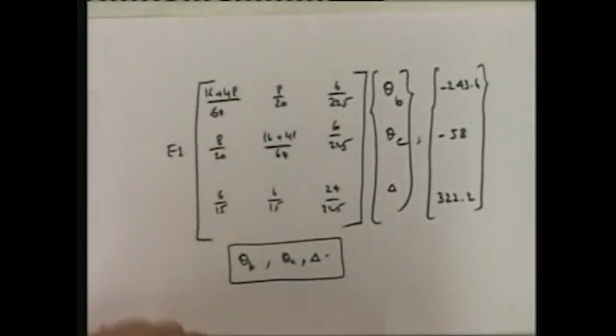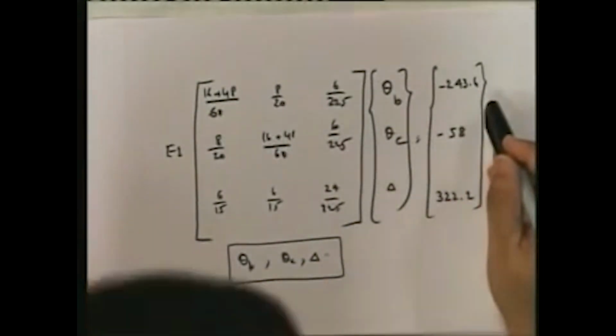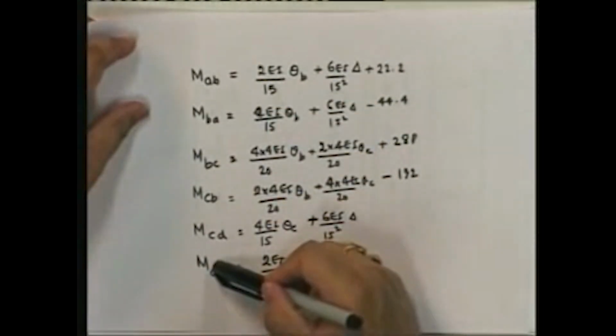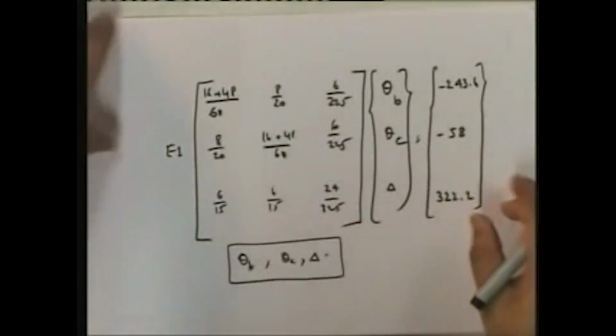And I'm not going to go through these details. I'll leave it up to you to solve it. And once you get theta B, theta C, and delta, you can find out these values. And once you find out these values, you can always draw the bending moment diagram for the given frame.